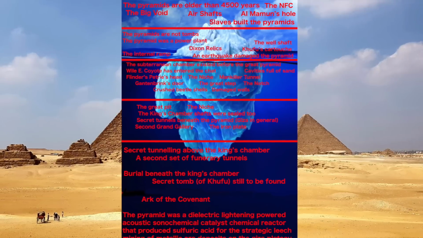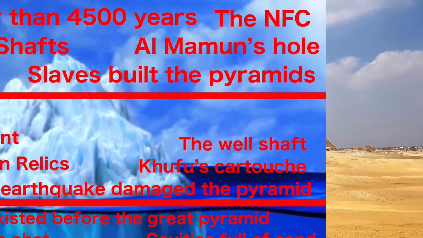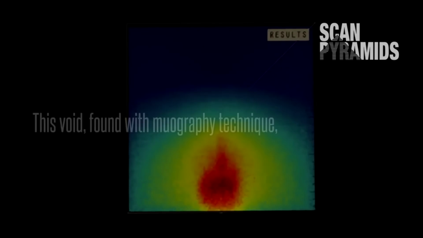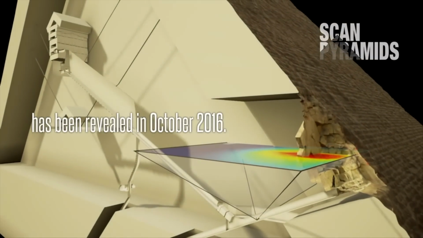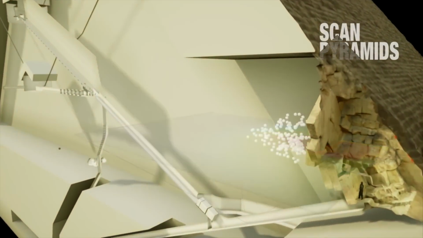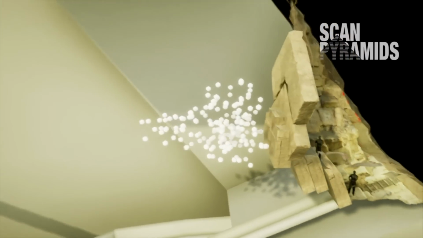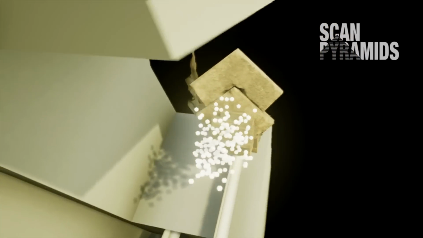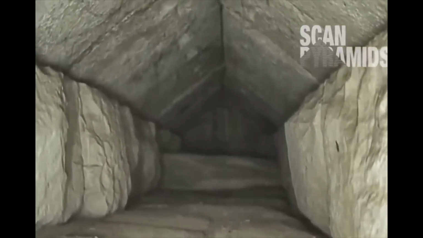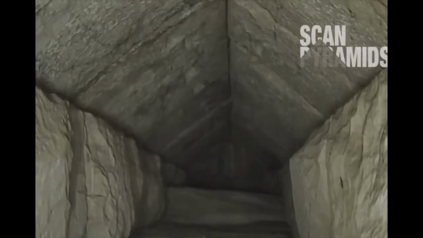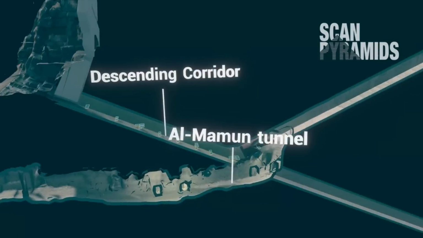The NFC. Now, many of you will no doubt recall March 2023's reveal of the incredible NFC, or the North Face Corridor. If you didn't see the news, scientists from the Scan Pyramids project several years earlier proposed using muon scans that a small void existed above the Great Pyramid's original entrance. Then, in 2023, a small fiber optic camera was placed between a gap in the stones, revealing Scan Pyramids to be completely correct in their prediction.